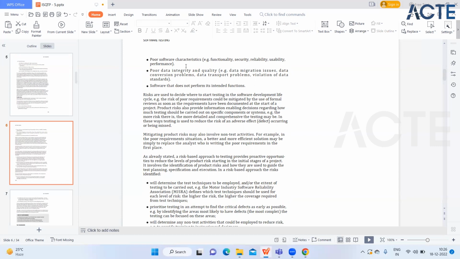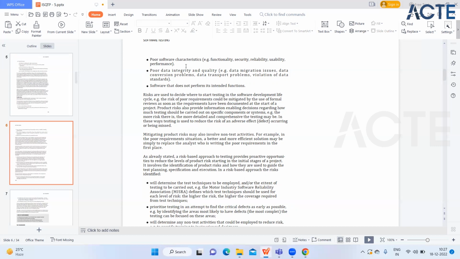Now, poor data integrity and quality. Examples: data migration issues, data conversion problems, data transport problems, violation of data standards. So you have used only a particular kind of data to perform the testing, but you have not checked all other things, like when data is migrated, or there is a different set of data, then how that application will perform.